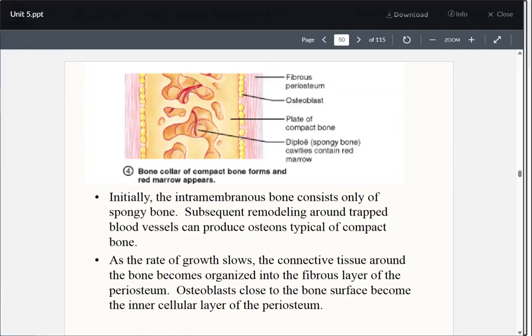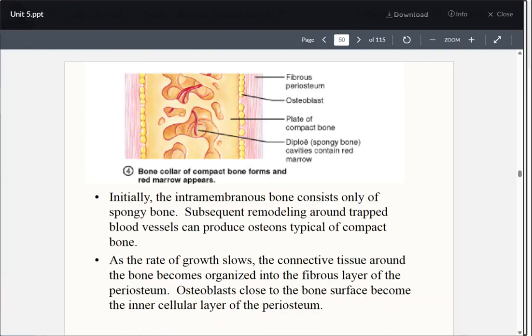But eventually, this rapid growth, this rapid formation of spongy bone and then cortical bone or compact bone is going to slow down. The connective tissue surrounding it is going to reorganize itself into the fibrous layer known as the periosteum. Remember that outer membrane?